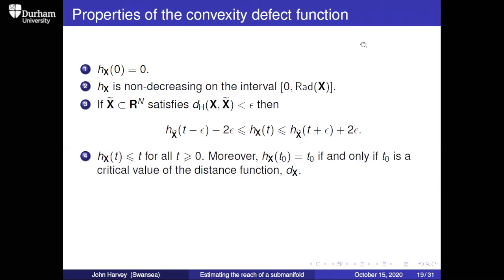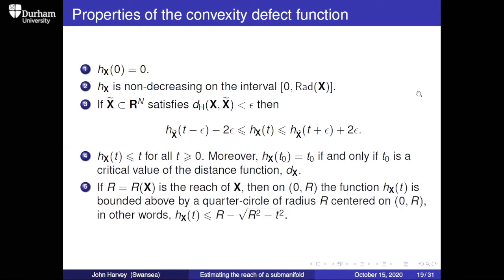That's the stability property. And it turns out it detects critical values of the distance function. So it's going to detect bottlenecks. If you're at a critical value of the distance function, it's not too hard to see that that's a fixed point of the convexity defect function, that h sub x of t0 will be equal to t0 at critical values.